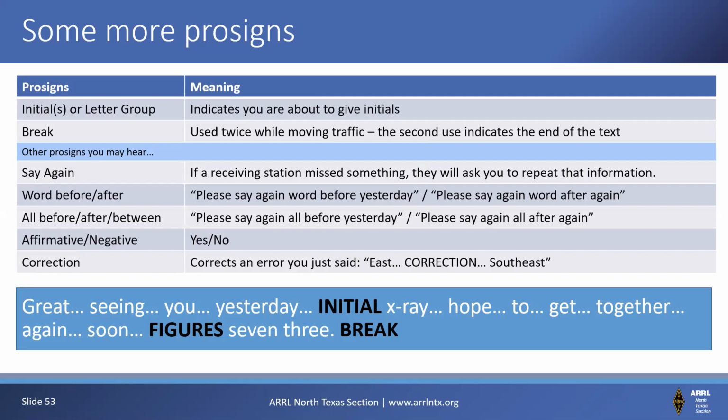If you get the please say all again after yesterday, that's a good sign you might have gone a little too fast, and they just gave up. So slow down the next time. Affirmative or negative is much better than yes or no because it's longer, so we have less chance of misinterpreting it. And then correction: if you did make a mistake, you can just say correction and then whatever the correction is. So great seeing you, initial correction, yesterday. I say again, great seeing you yesterday, initial. It gets you into that rhythm of putting that correction in and keeping things flowing.